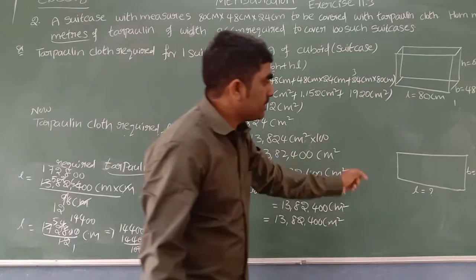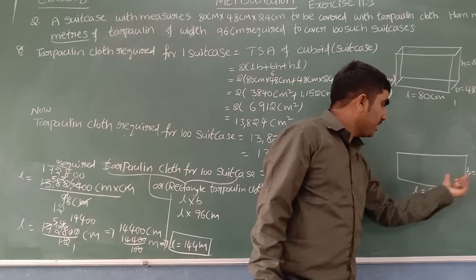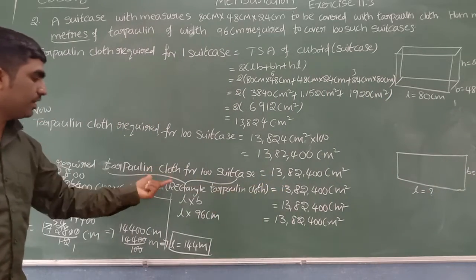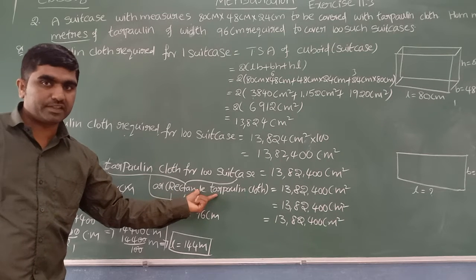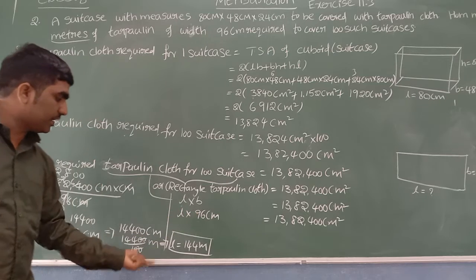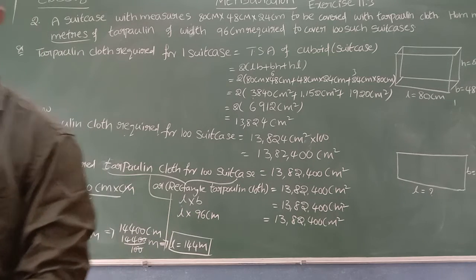Here they said cloth is in rectangle shape. Breadth he gave, he asked me to find the length. So cloth required for 100 suitcases is nothing but the area of tarpaulin cloth, so length into breadth. Here they gave the breadth and you have to find the length. Hope it is clear to all.